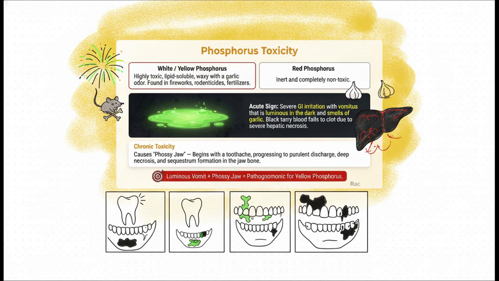Plus, their blood turns black, tarry, and totally fails to clot because of severe hepatic necrosis. Chronically, it causes phossy jaw. This starts with a simple toothache and progresses to purulent discharge, deep necrosis, and sequestrum formation in the jawbone. If you see luminous vomit plus phossy jaw, it absolutely guarantees you're dealing with yellow phosphorus.